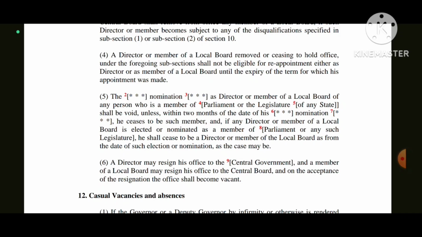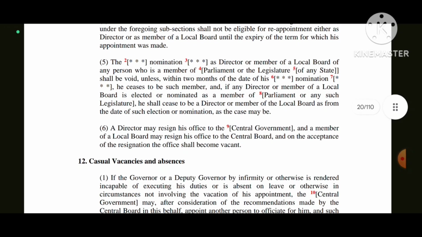And if any director or member of local board is elected or nominated as member of parliament or any such legislature, then he shall cease to be a director or member of the local board as from the date of such selection. So if a current director or any member of local board has been elected as a member of parliament or any such legislature, then as soon as he has been appointed there, he has to give resignation from their post as director and member of local board.